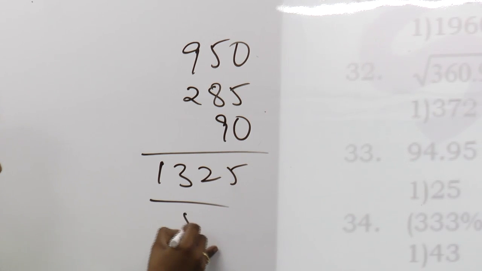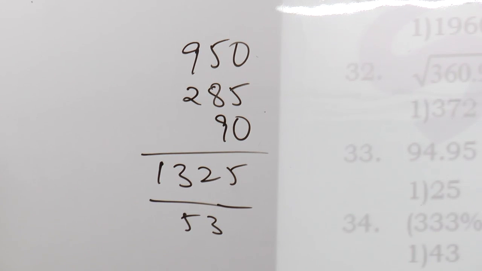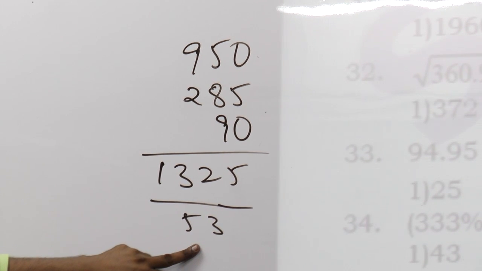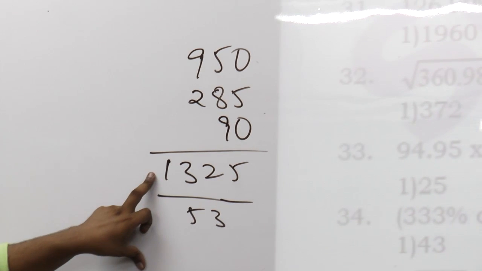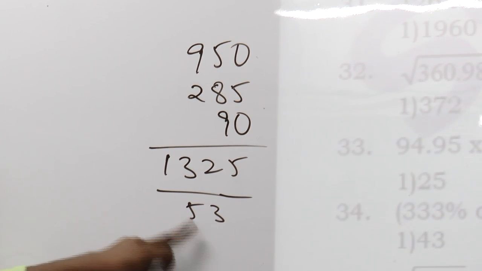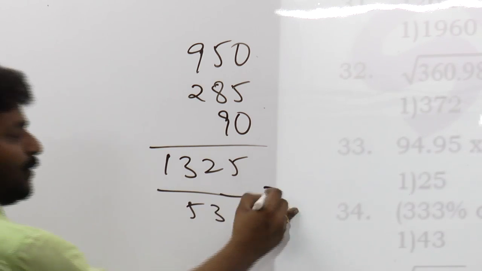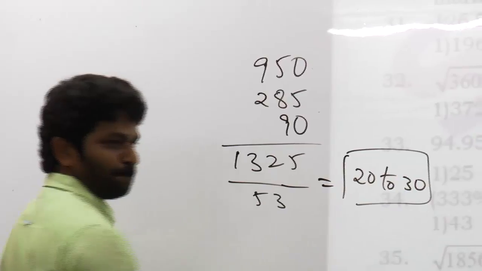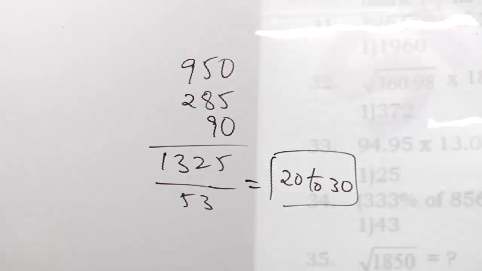Divided by 53. 53 10 times 530. 20 times 1060. You have more than that. 53 30 times 1590. Less than that. So your value is in between 20 to 30.